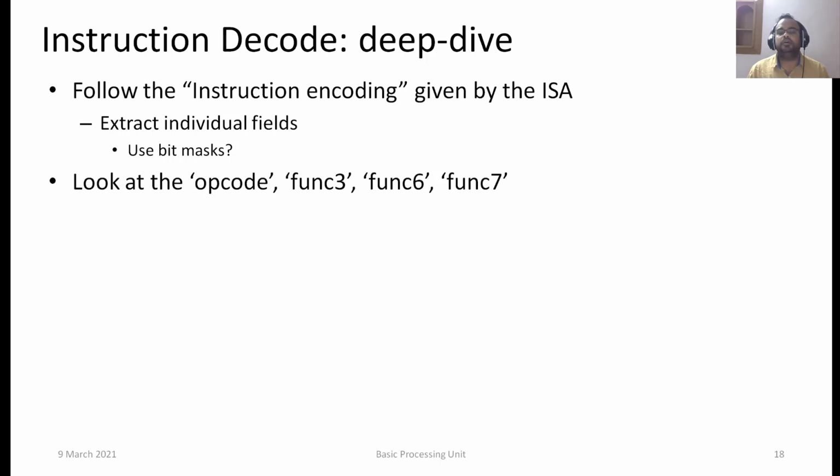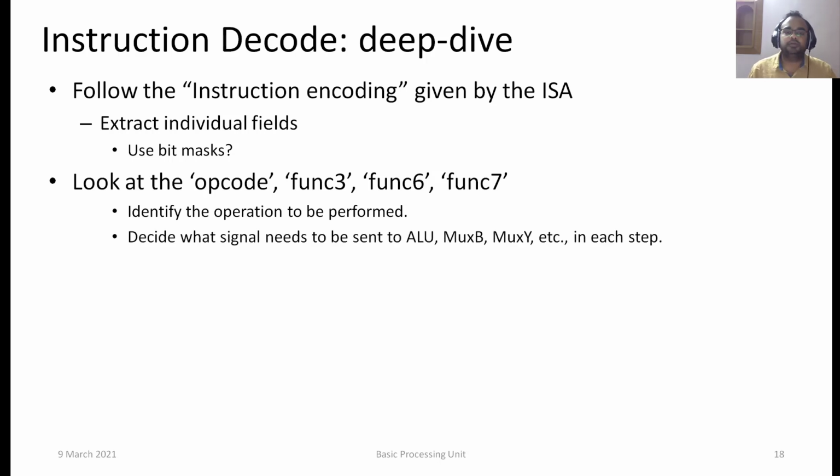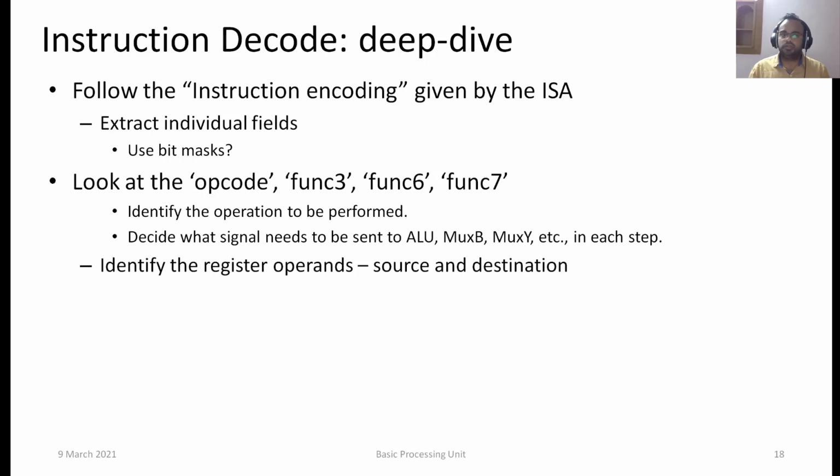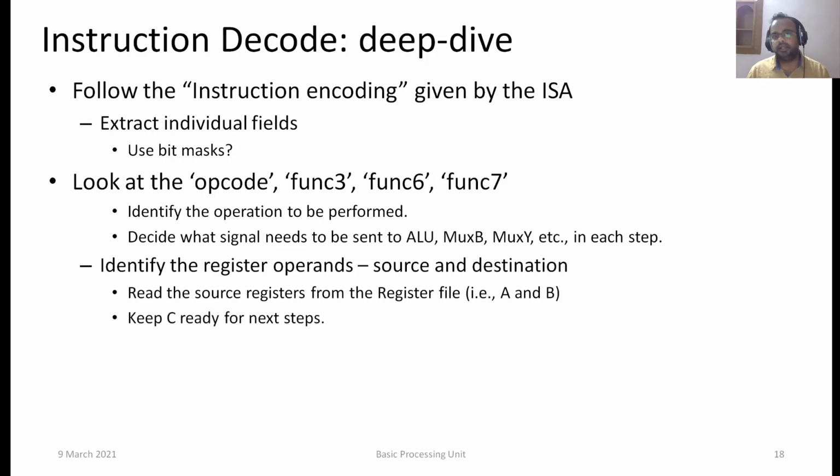And in the same step, after we use the bit mask, we have the individual fields. We are going to look at the opcode, function 3, function 7 as needed, and we would identify the operation that we need to perform. The control circuit would also decide what signal it needs to send to the ALU, basically which operation it has to perform, whether it is an add, subtract, left shift, right shift, multiply, divide, etc. And it would also send signals to other muxes: mux B, mux Y, mux INC, mux MA, etc. In each step, all these signals would be decided by the control circuit, and it will also identify the register operands, source and destination, contact the register file, and keep the values ready in A and B. It would also keep the destination register address as C ready to be used.